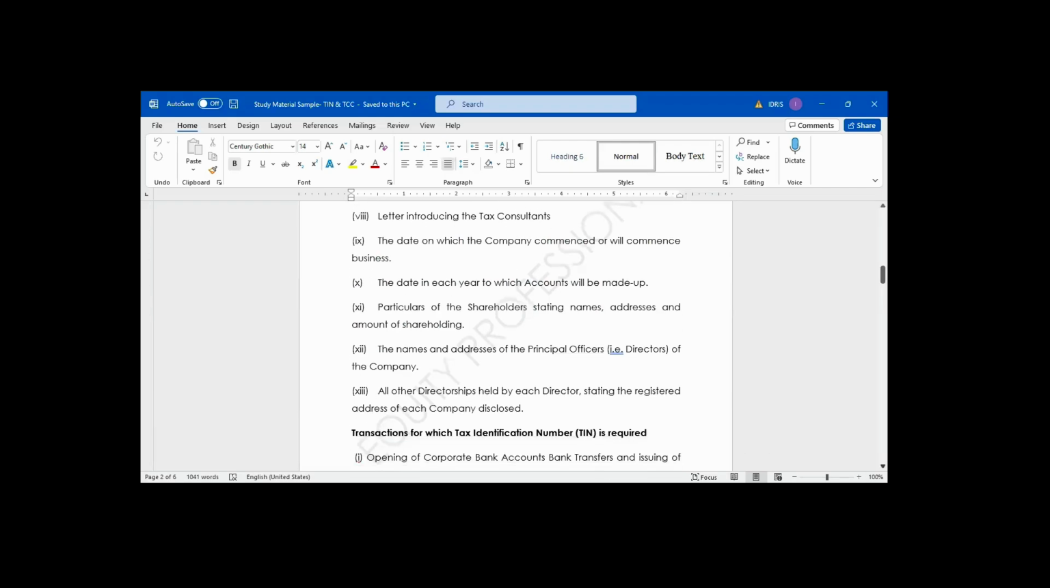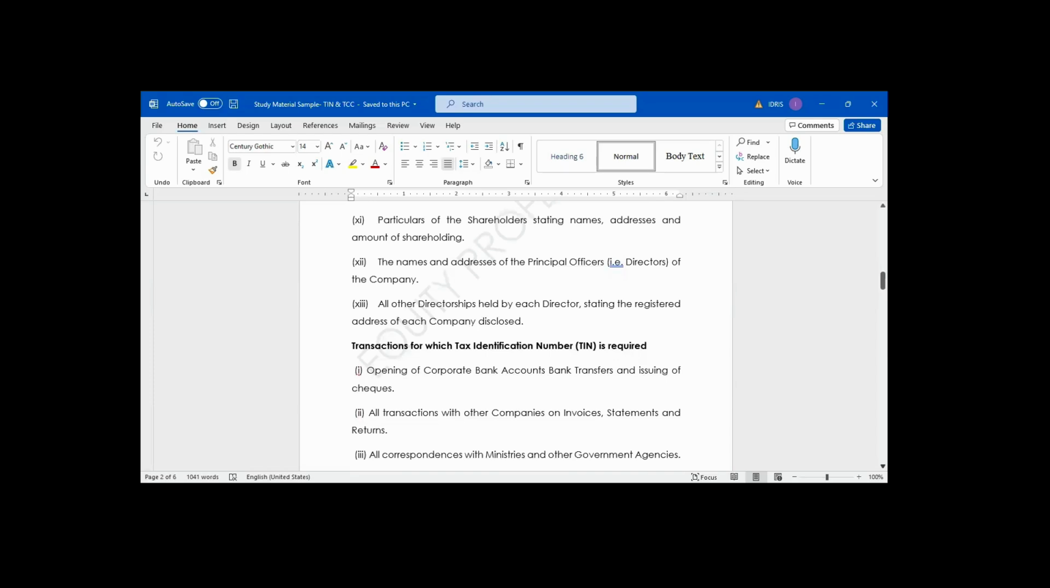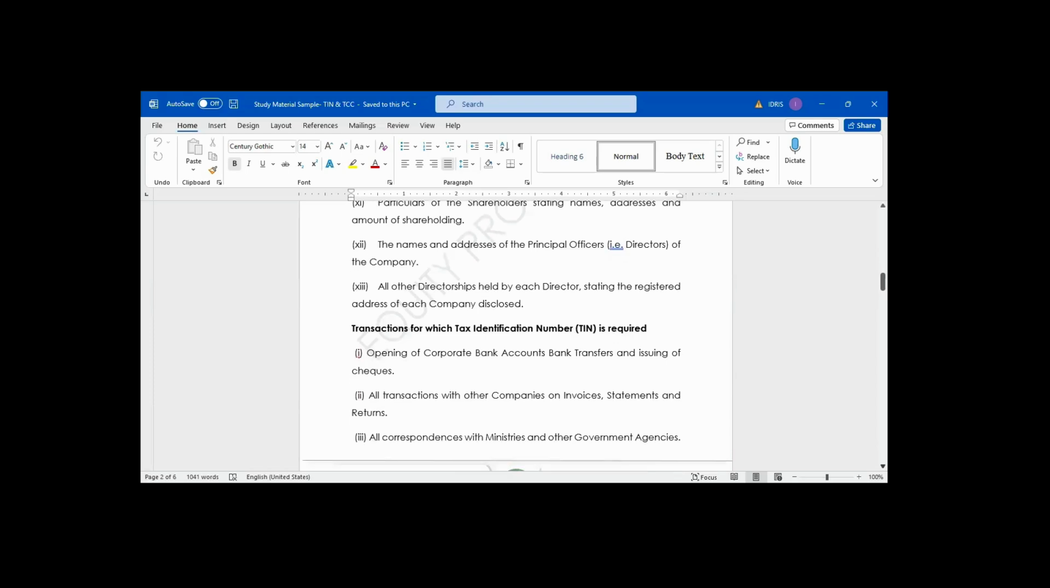Now, what are the transactions for which tax identification number is required? What we mean by this is, there are some transactions that if a company wants to engage in, they will ask for their tax identification number. What are the transactions that if you as a company want to do, they will ask you to go and bring your tax identification number.